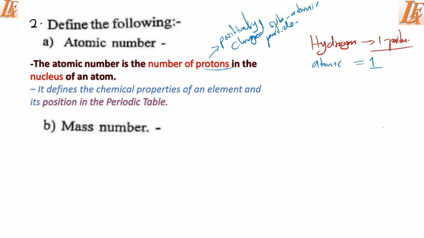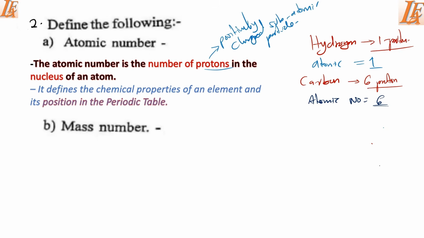If you have another one like carbon, it has 6 protons. Now these 6 protons mean the atomic number is 6, since we have said the atomic number is the same as the number of protons, and therefore the position of this carbon, which is atomic number 6, is position 6 in the periodic table. So this atomic number helps us to understand the position of an atom in the periodic table and also even the chemical properties of the element.